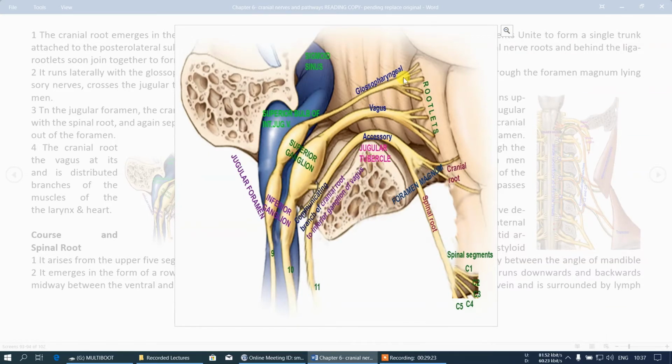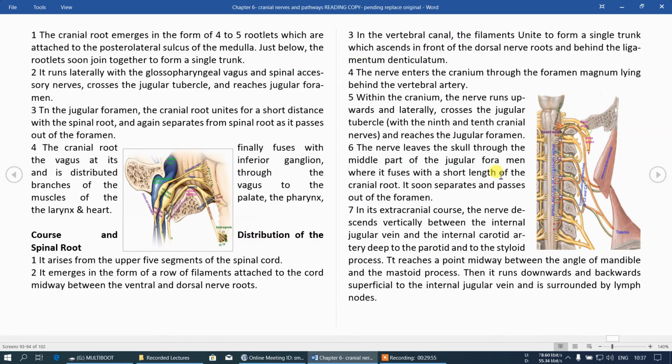You can see the 9th, 10th and 11th cranial nerves emerging from the anterolateral sulcus. This is the superior and inferior ganglion of the 9th nerve. This is the same for the vagus nerve. Here there is communication between these nerves via communicating branches. And here your common diagram starts for the 9th, 10th, 11th and 12th cranial nerves.